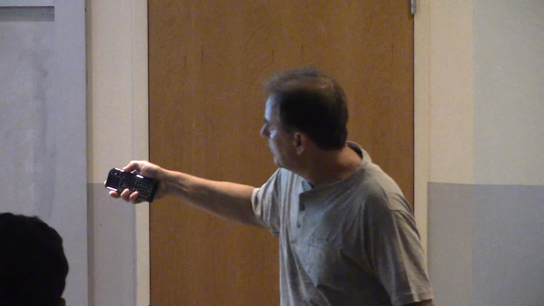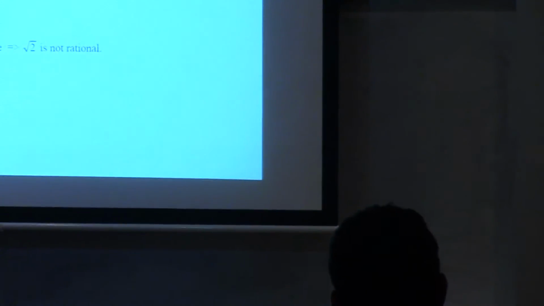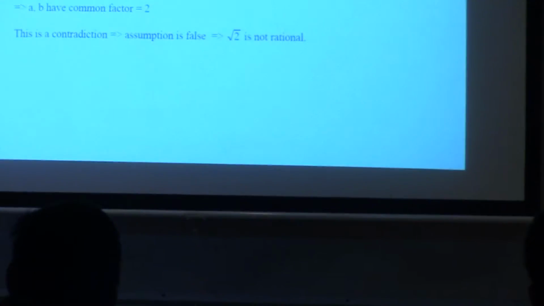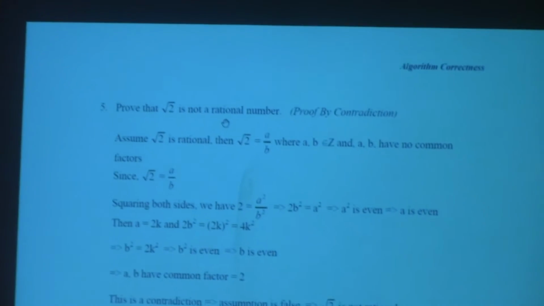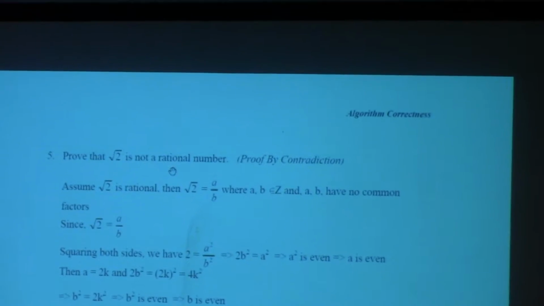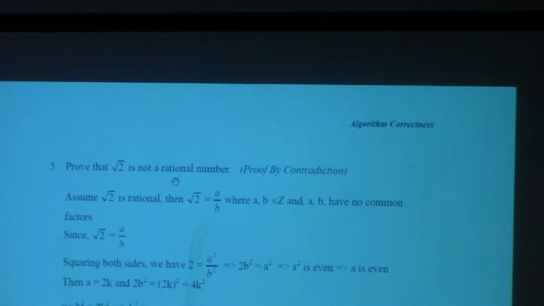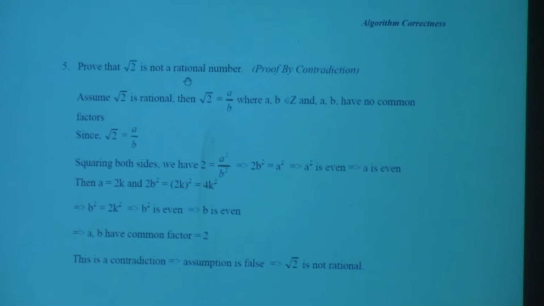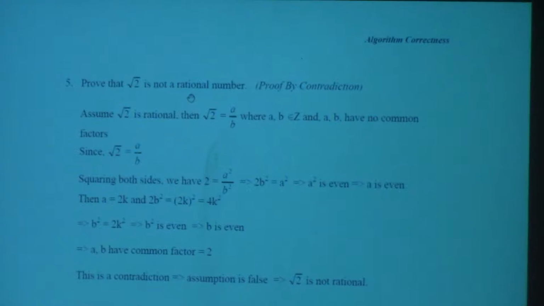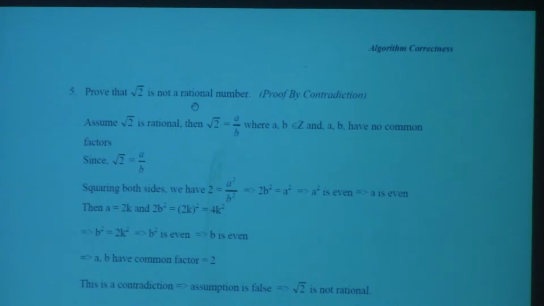So let's prove it. How do you prove it? Well, we want to prove that square root of 2 is not a rational number. So therefore, we want to prove that it is in fact irrational. Okay, so we're going to do it by contradiction. We're going to say, well, let's assume that square root of 2 is rational. So we're negating what we're trying to prove. We're doing the opposite. We want to show that it's irrational, so we say, assume it's rational.